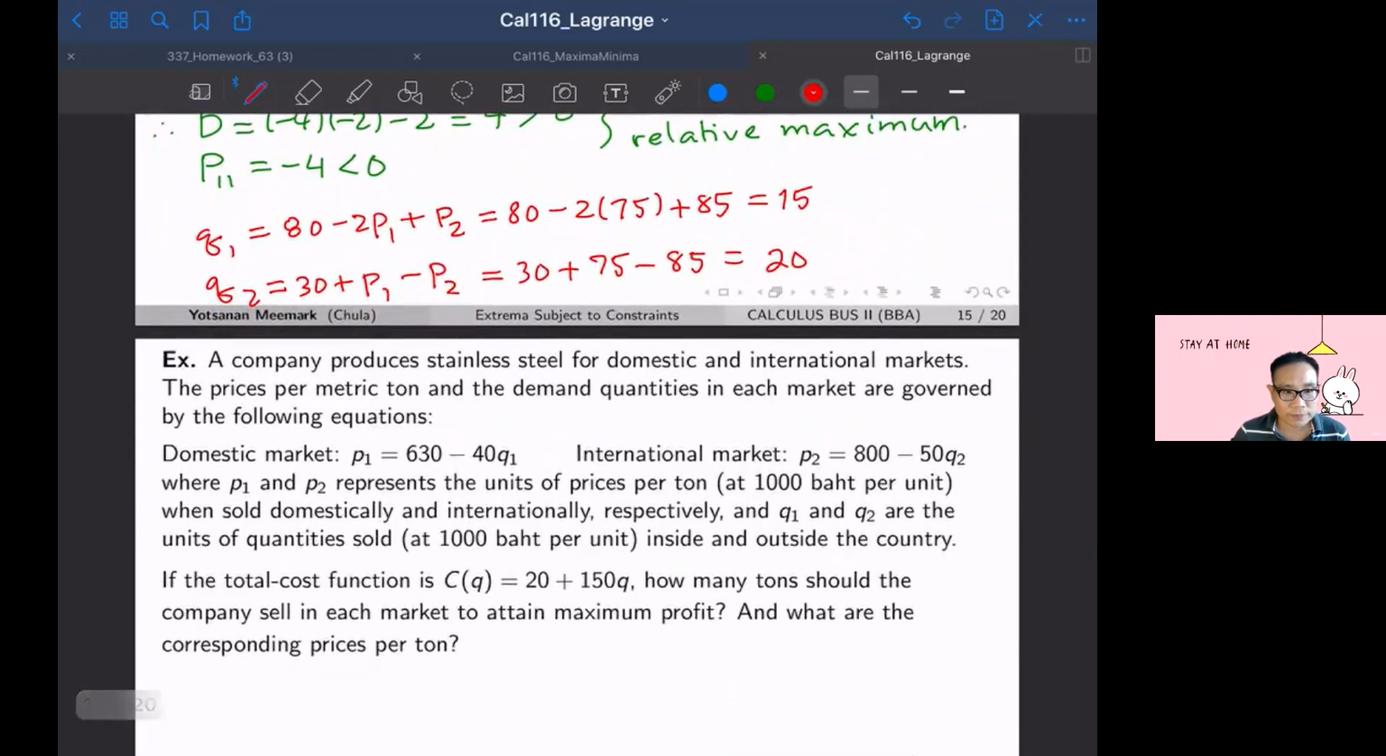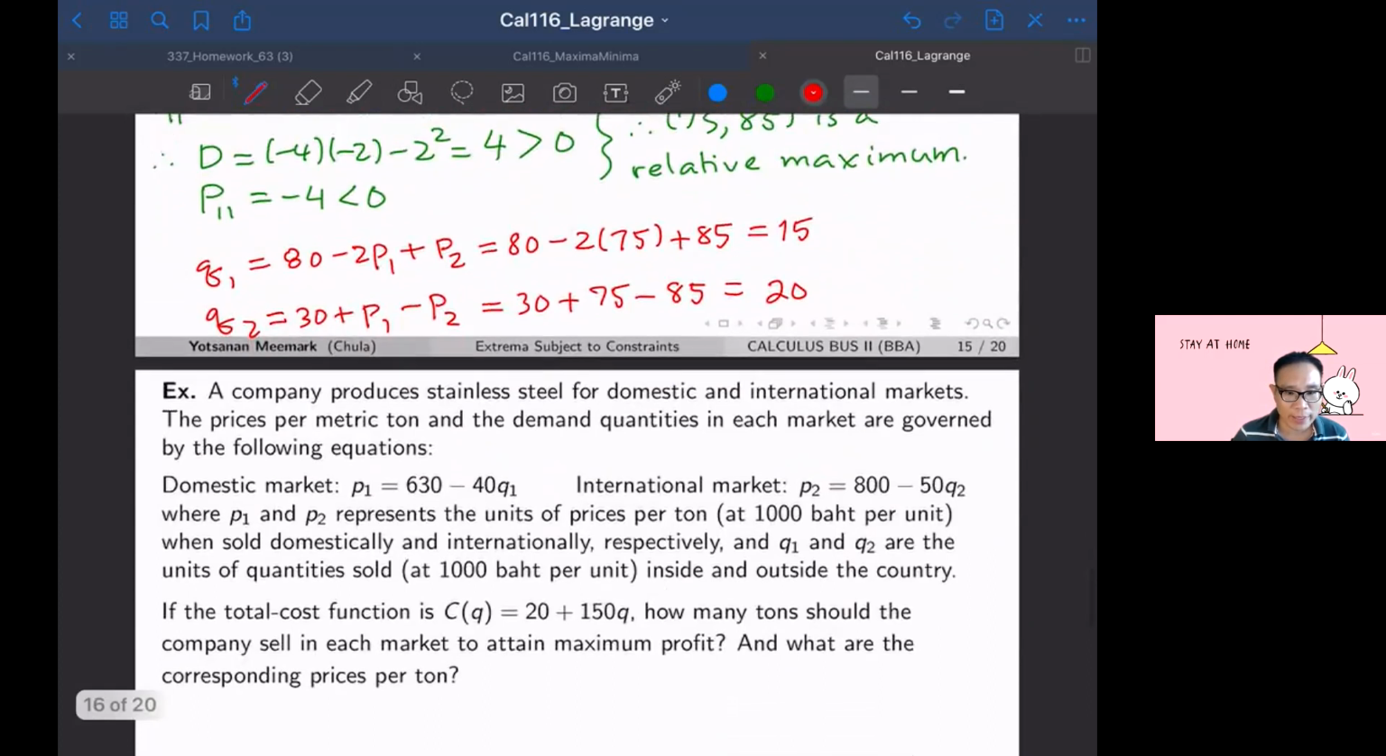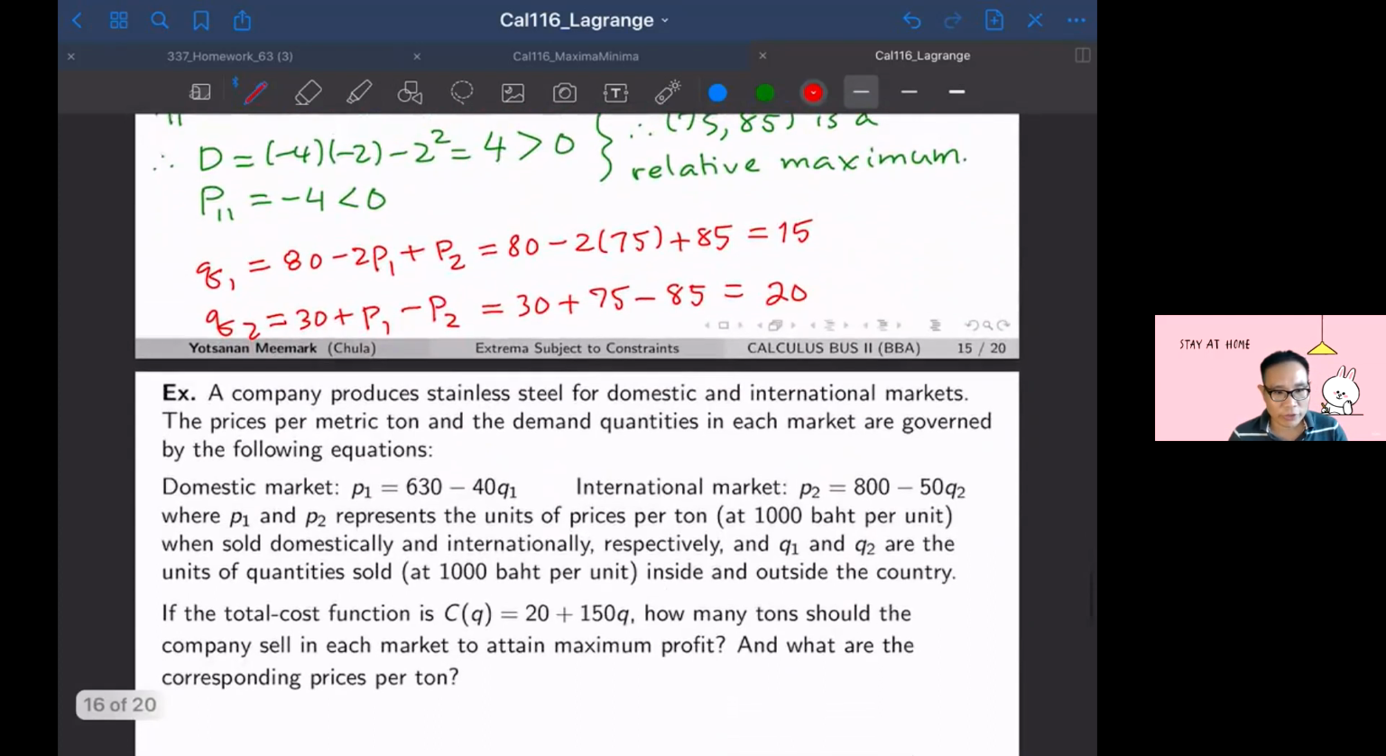The next one, we have a company that produces stainless steel for domestic and international markets. The domestic market is given by P1 equal to 630 minus 40 Q1, and the international market is P2 equal to 800 minus 50 Q2. And you have the cost function C(Q) equal to 20 plus 100Q. How many tons should the company sell in each market to attain maximum profit? And what are the corresponding prices per ton?